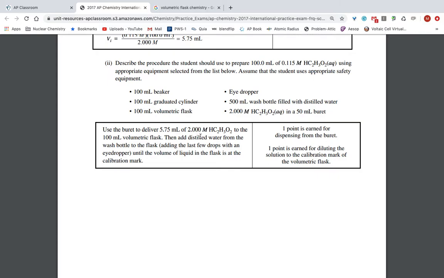Remember, it's always water. Usually it's acid to water. So you could have said put some water in there first and add acid later, but since it's a weak acid, you're okay. Add distilled water from the wash bottle to the flask until you get to the 100 milliliter mark on the volumetric flask. So 2-point question, one for using the burette, one for using the volumetric flask.